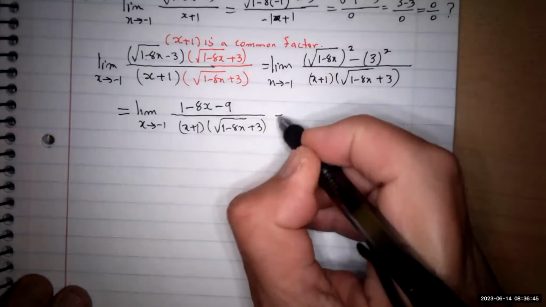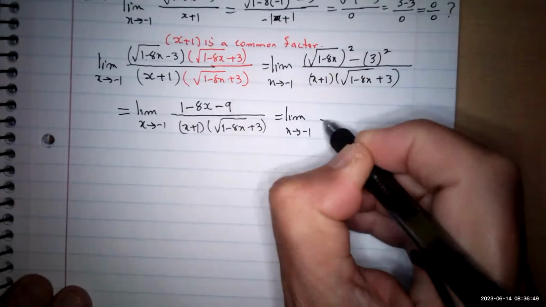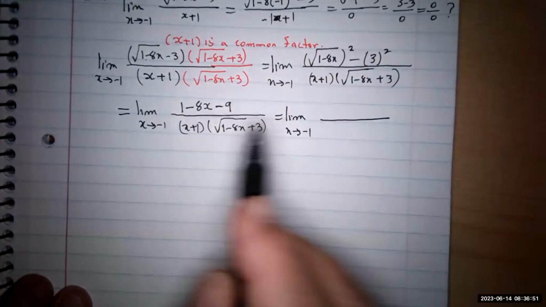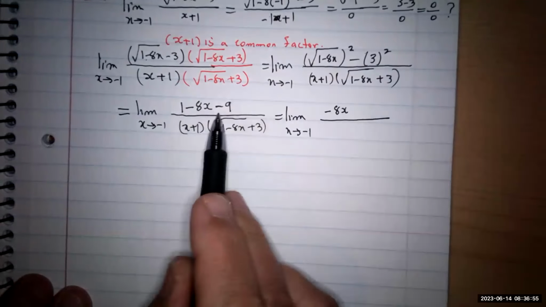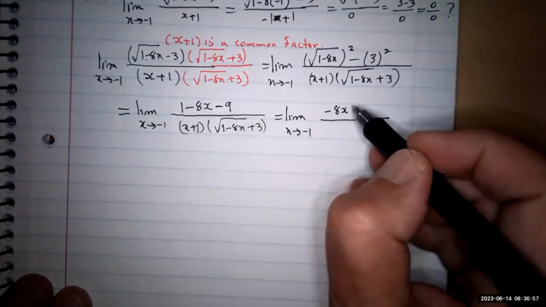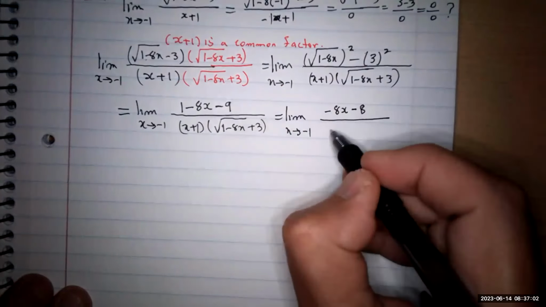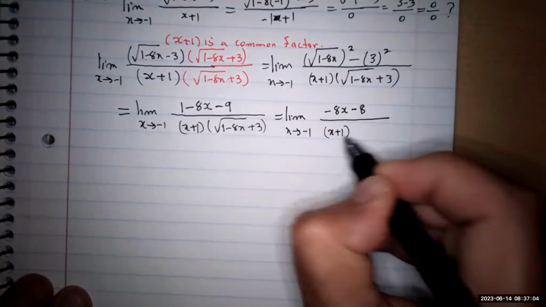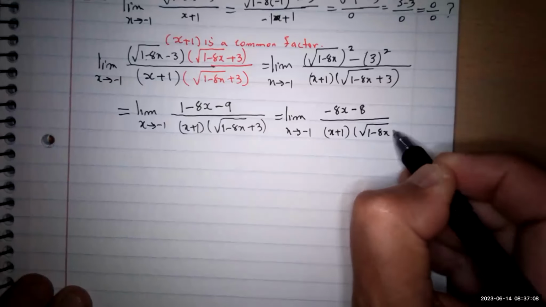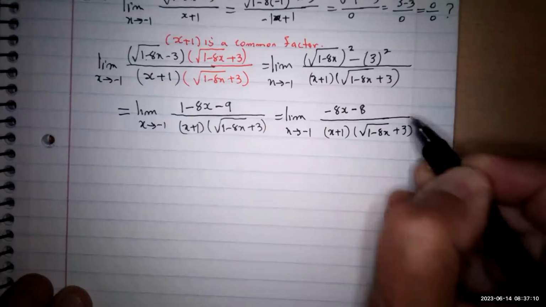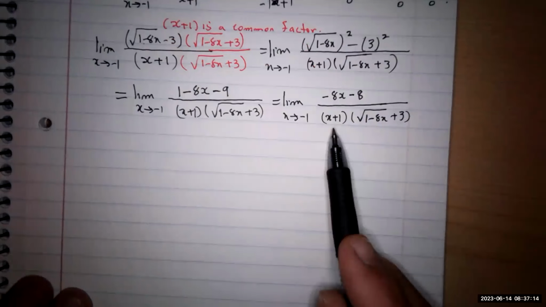So we continue. You combine the like terms on the top. What are the like terms that we have? We have a negative 8x, start with the x part, and you have 1 minus 9, which is going to be negative 8. That's the top. So the bottom one would be x plus 1 times radical 1 minus 8x plus 3. Okay, you need a little bit more algebra here. What is that? You see, this is x plus 1.